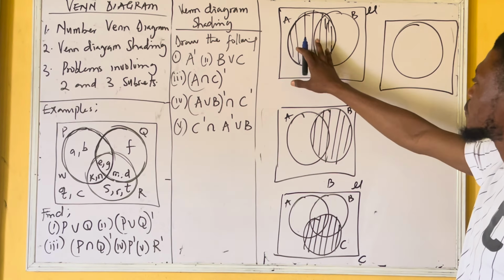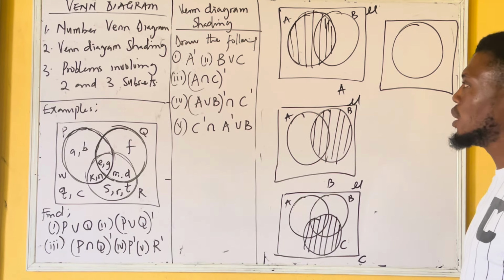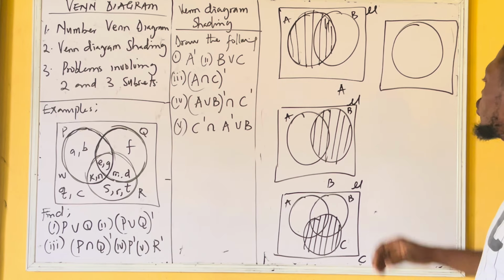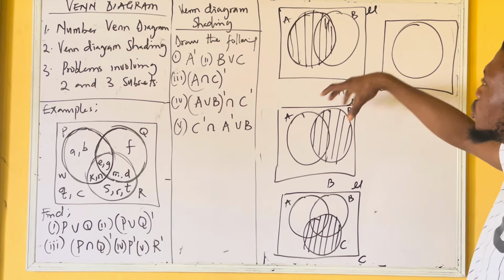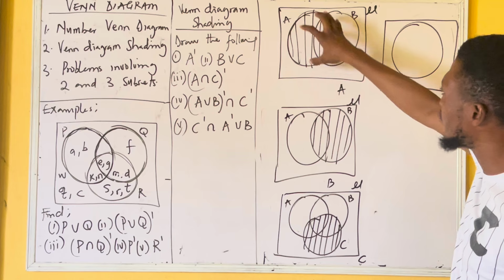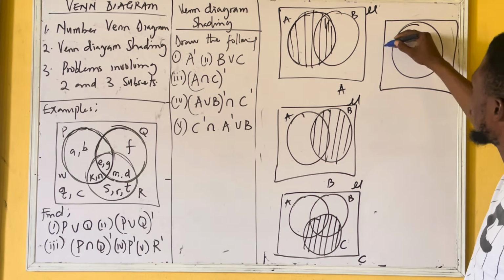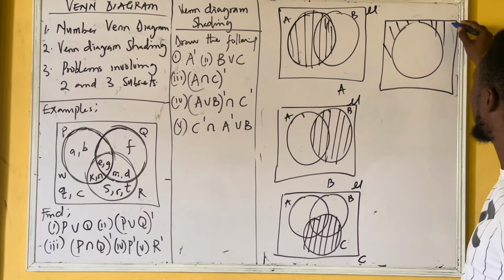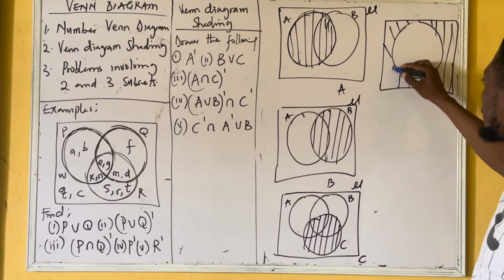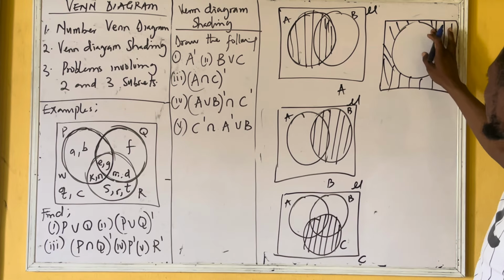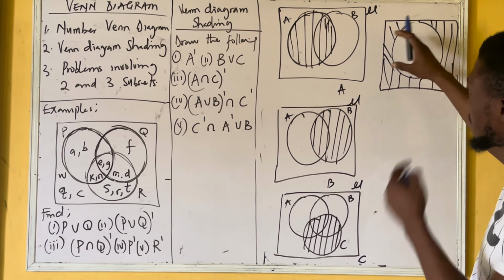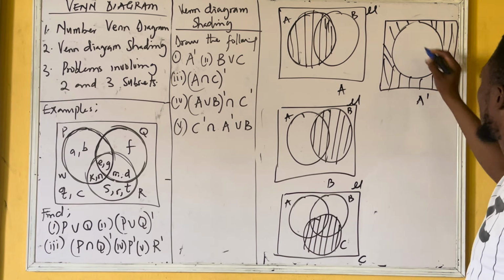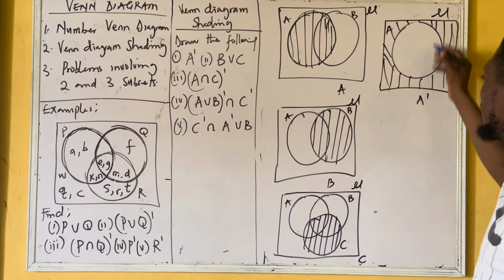Now if this is A, like I told you while we were doing the number Venn diagram, if you are drawing just A, it means that you are going to remove A from the universal. You are going to shade everything else. So this is A I've drawn before. If I remove this A, what is remaining? Just the outside. That's what I'm going to shade. I'm not going to shade this inside, because if I shade this, that means it's going to be part of it. Since A is the whole of this circle, A prime will be everything outside A.